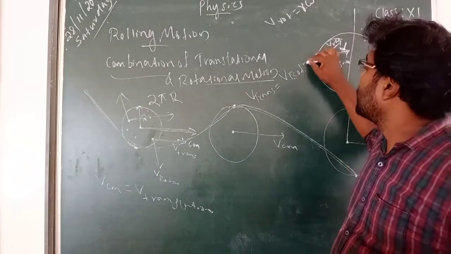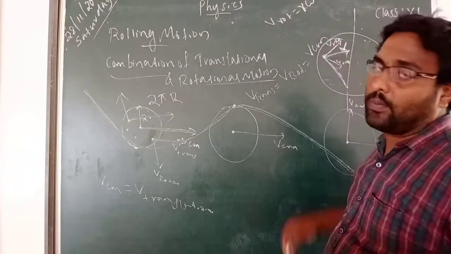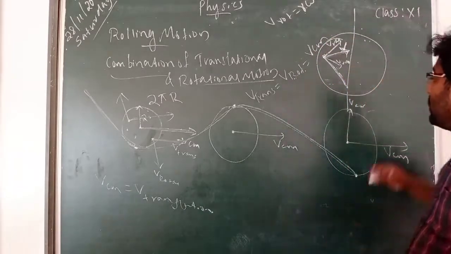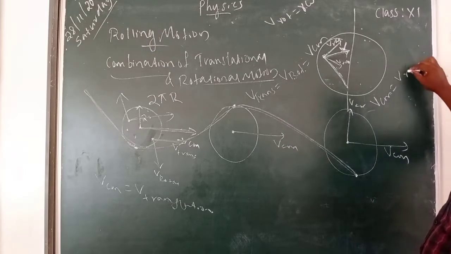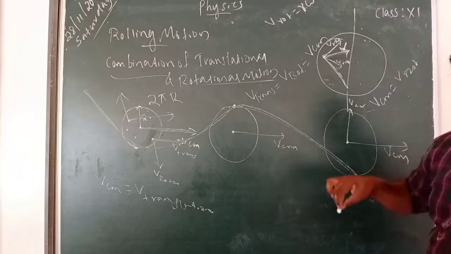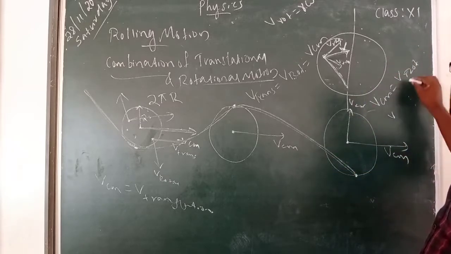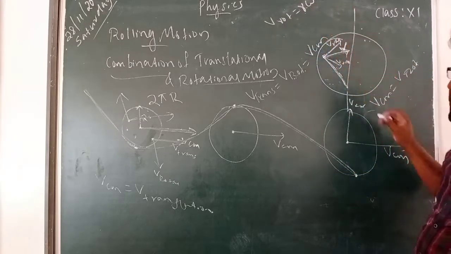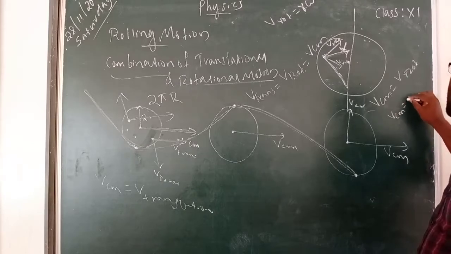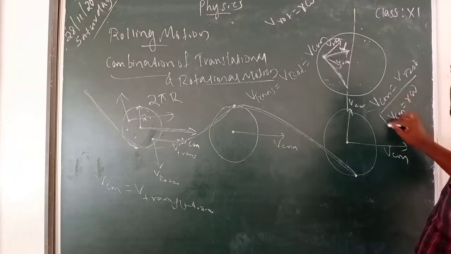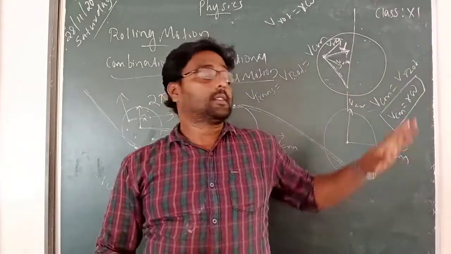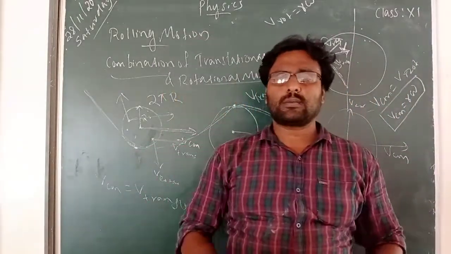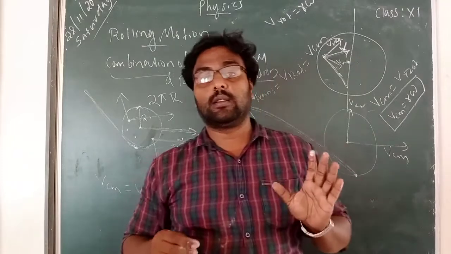So VCM is equal to V rotation. What does V rotation mean? It is R omega. So VCM is equal to R omega. This is the final thing, this is our conclusion. So remember that term.